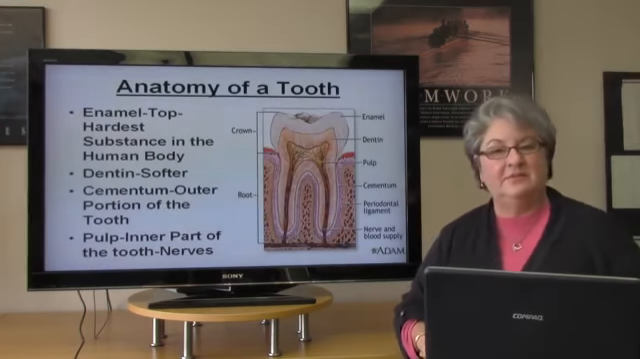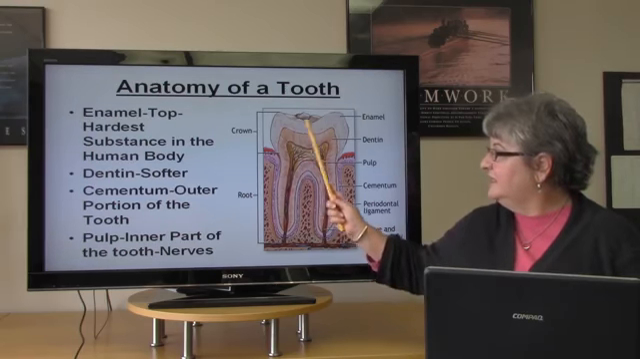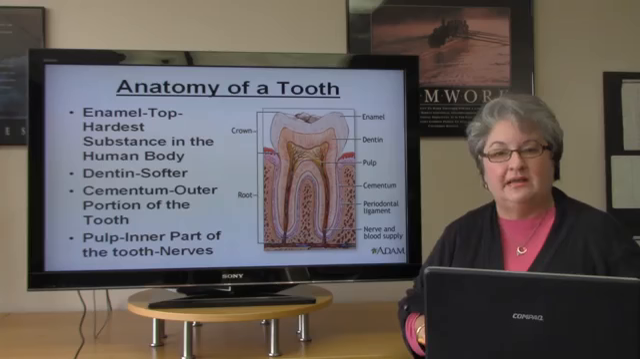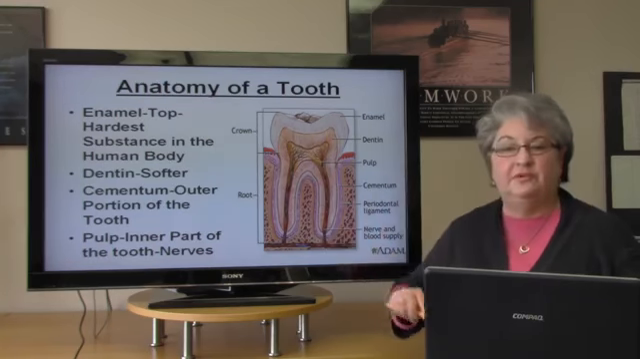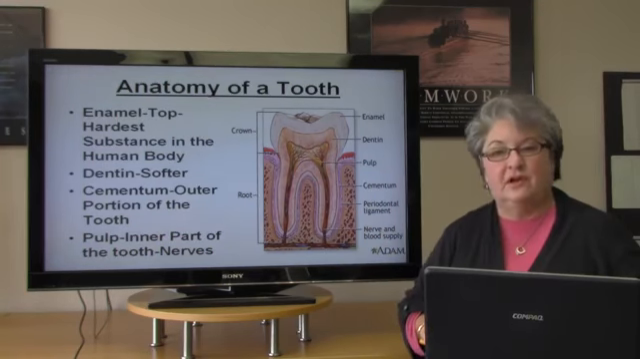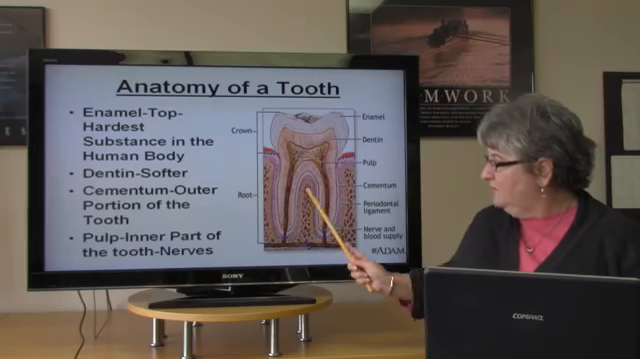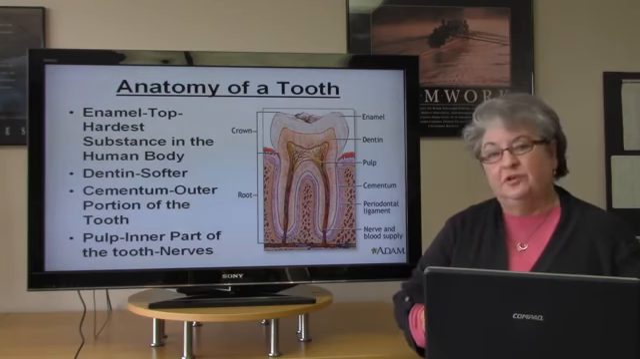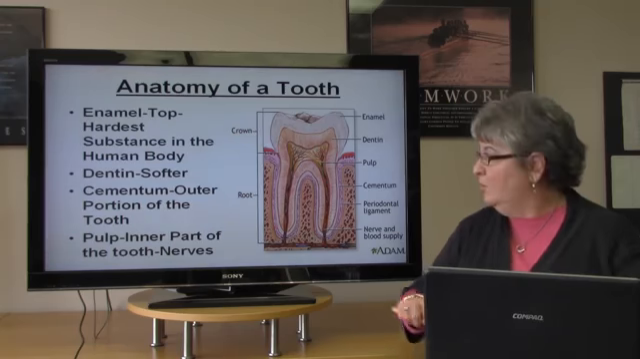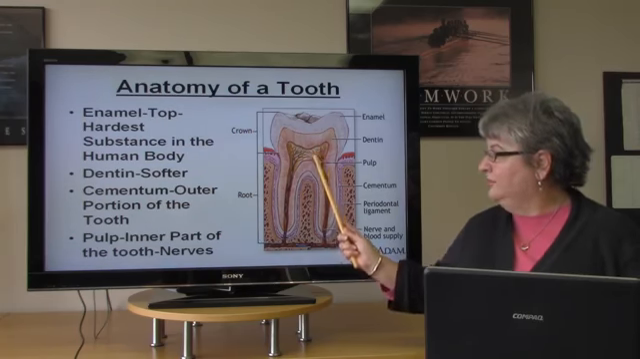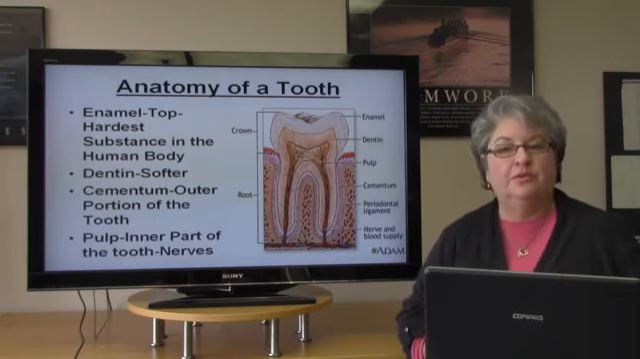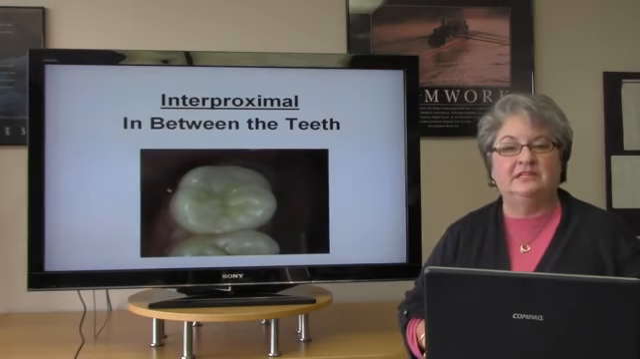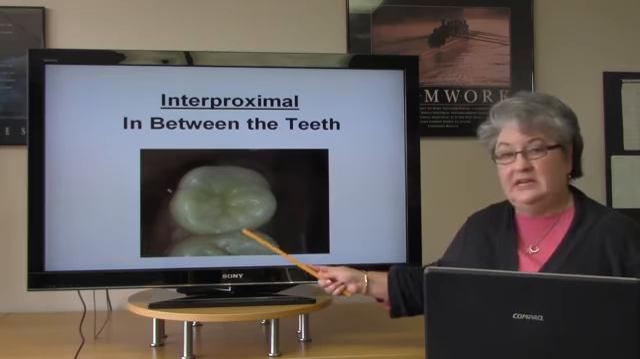This is the anatomy of the tooth. This outside layer of the tooth is the enamel, which is the hardest substance in the body. The next layer is referred to as the dentin, which is much softer, and the layer around the tooth on the outer portion is referred to as the cementum, while this inside core is called the pulp or the nerve. Interproximal means in between the teeth, right here.